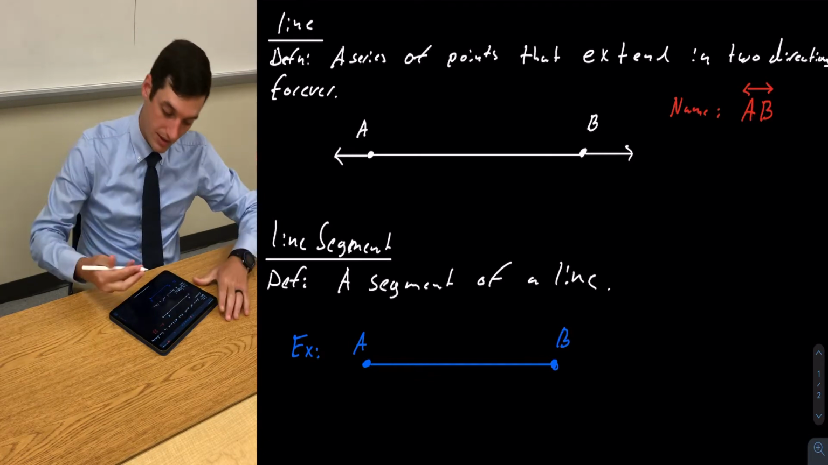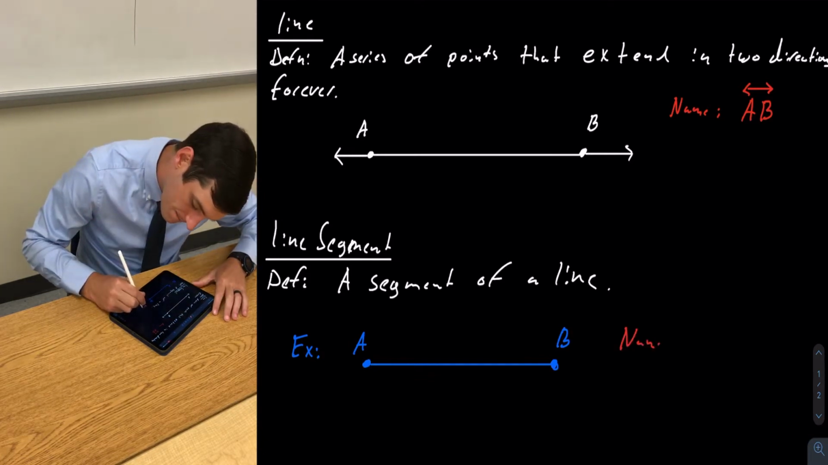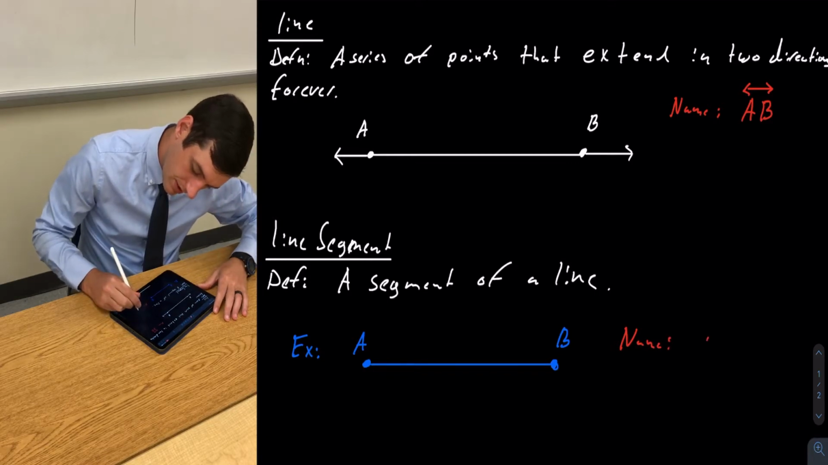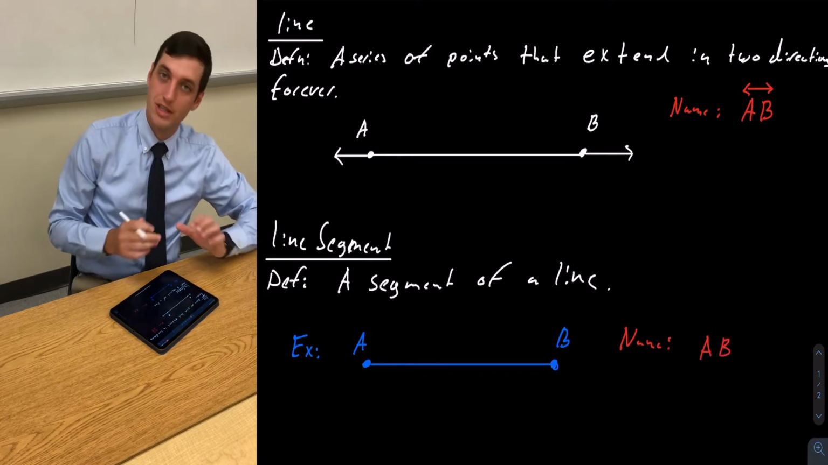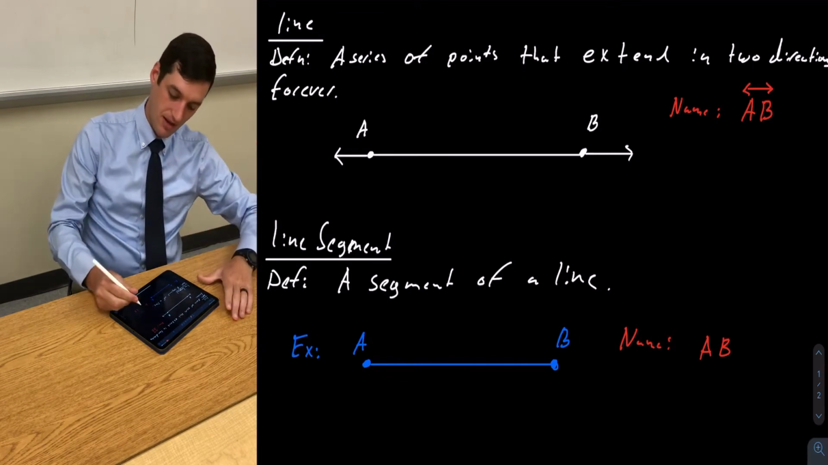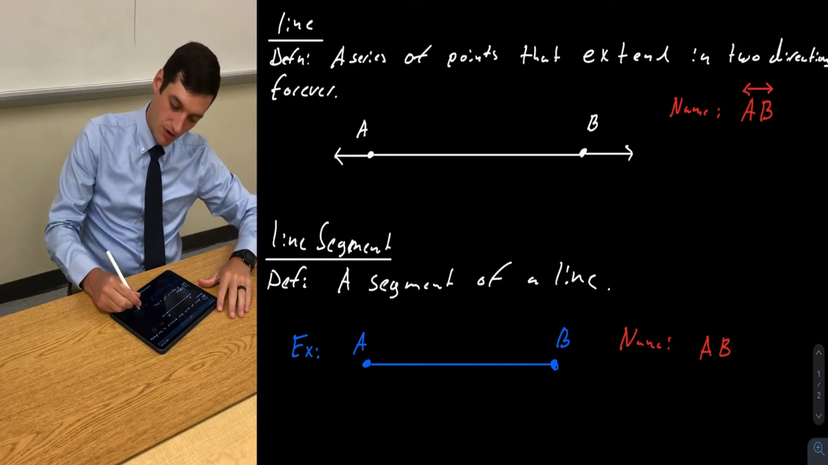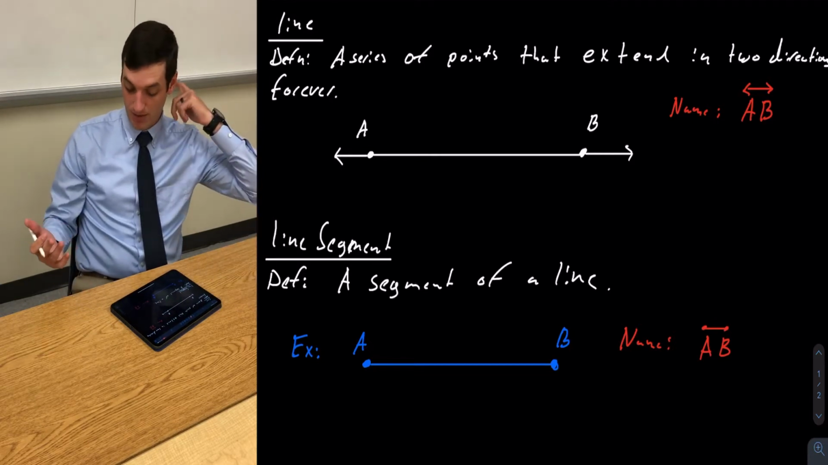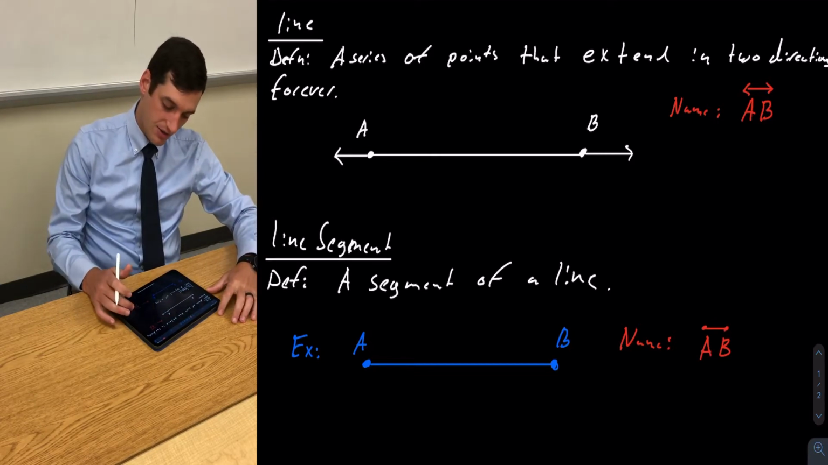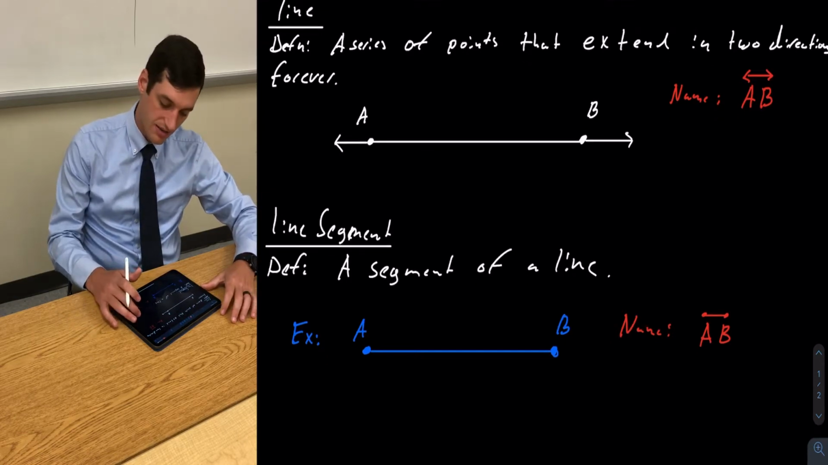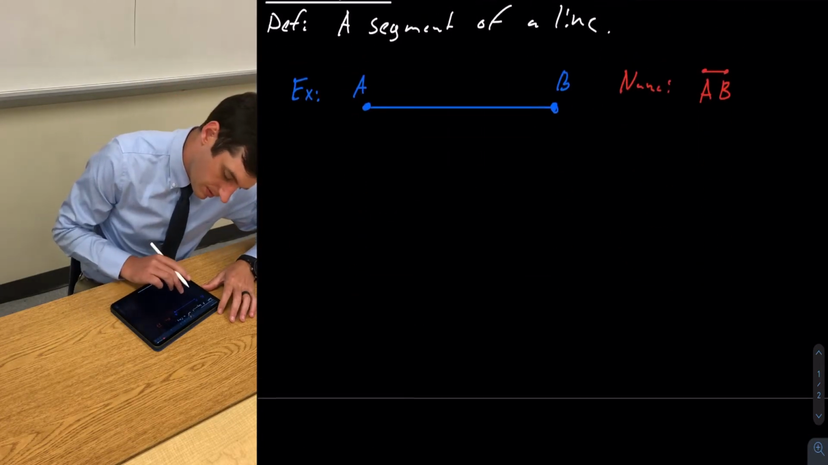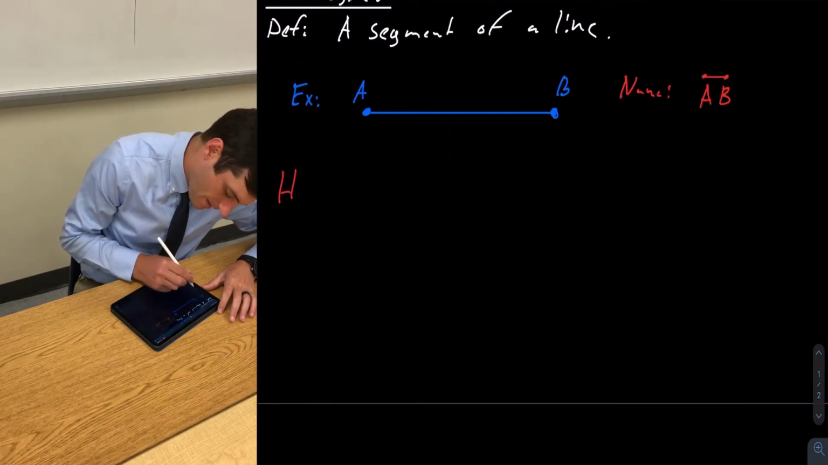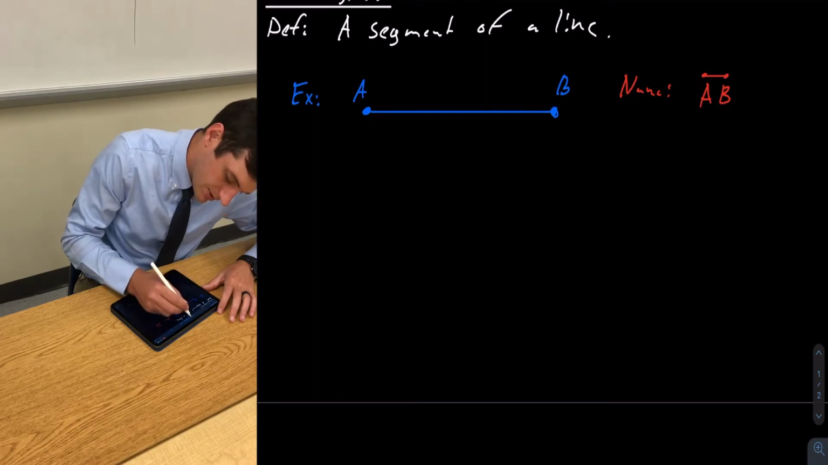Now how would we properly name a line segment? Very similar. You list the 2 points that make up the line segment, and then since it's a line segment, we draw a line segment above it. Just like that. So that's how you properly name a line segment. All right, so from here, now we're going to talk about how many dimensions a line has. So, let's write this in yellow.